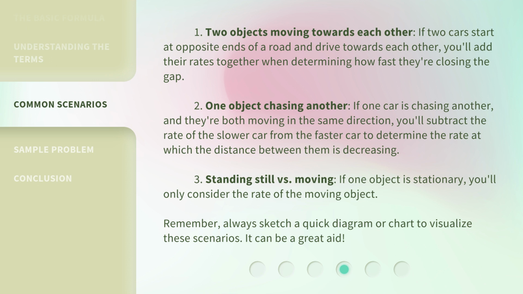2. One object chasing another. If one car is chasing another, and they're both moving in the same direction, you'll subtract the rate of the slower car from the faster car to determine the rate at which the distance between them is decreasing.